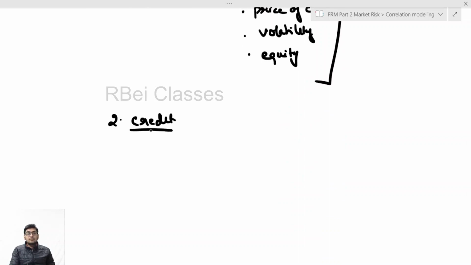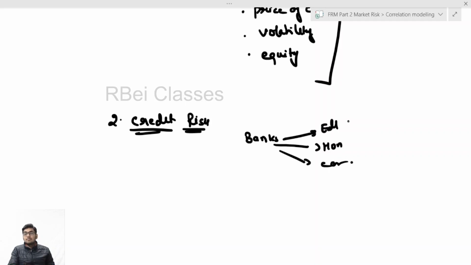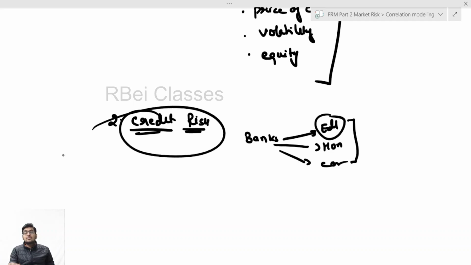Credit means what? The loan which you have given. Suppose a bank has given multiple loans, education loan, home loan, car loan, and so on. Clear? Banks have given so many loans. There is a possibility that the people to whom I have given the loan might not repay. We call that a credit risk.